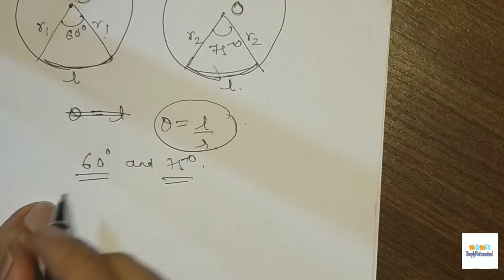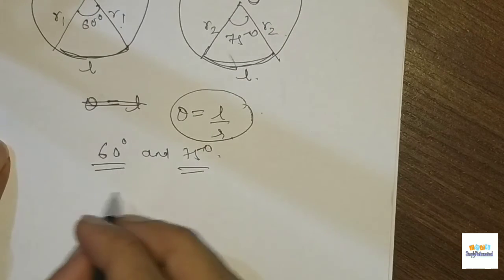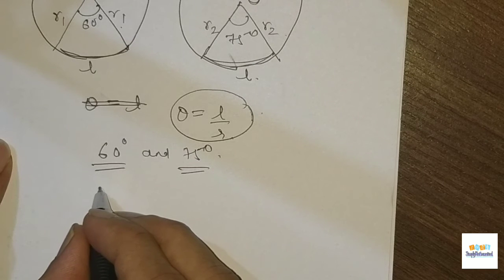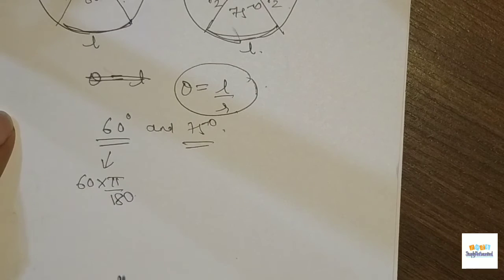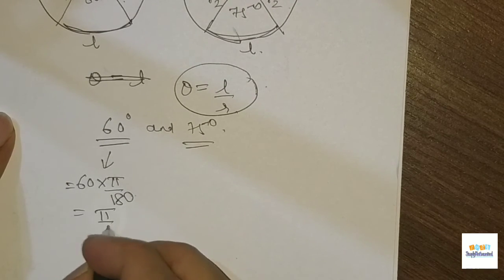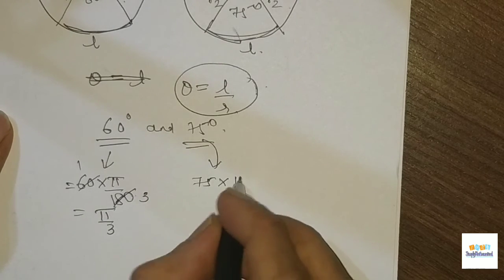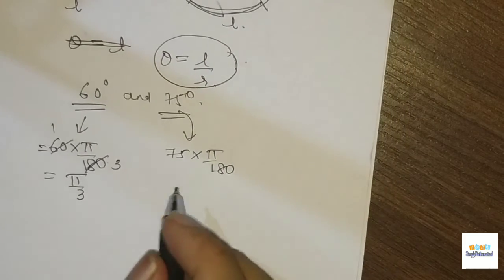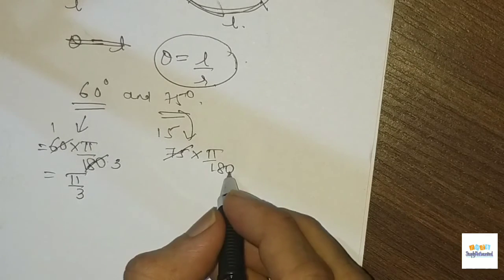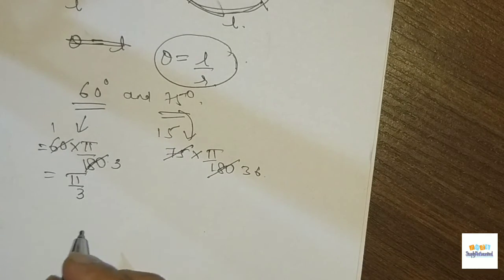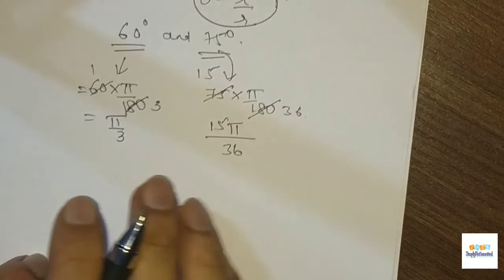Now what we have to do first is convert 60 degrees into radians. To convert into radians, just multiply by pi by 180. So you will get pi by 3 here: 6 ones are 6, 6 threes are 180. And if you multiply 75 by pi by 180 to convert into radians, you cancel by 5: 5 15s are 75, 5 36s are 180. So you will get 15 pi by 36. This is what you are getting.